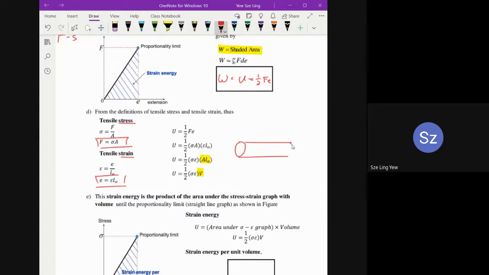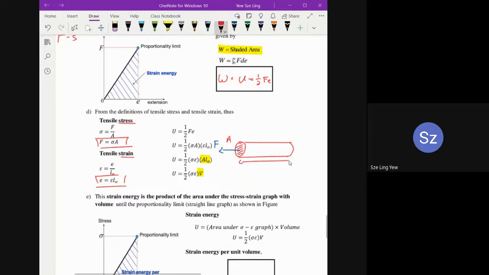Okay, so when you pull an object, when you exert a force on an object, this is our cross-sectional area. Cross-sectional area is the area that we use in our calculation. This is our A. So remember, force is always perpendicular to the area. So you stretch the object, and then this is the length.